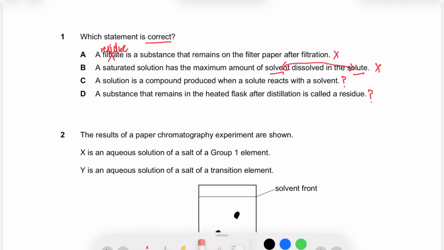Okay, I think this one most likely should be wrong, because it shouldn't be called a residue, it should be considered impurities. Okay, so I'm more leaning towards option C.